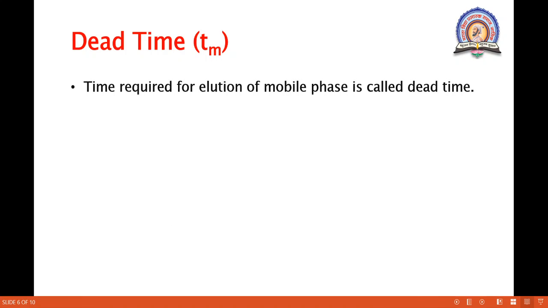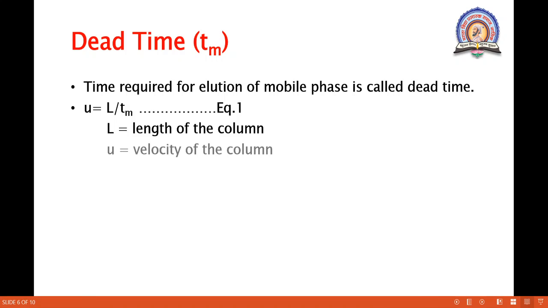Dead time is denoted by the letter tM. It is the time required for the elution of the mobile phase. That means we take a column filled with the stationary phase and introduce the mobile phase. The time required to elute that mobile phase is nothing but the dead time.